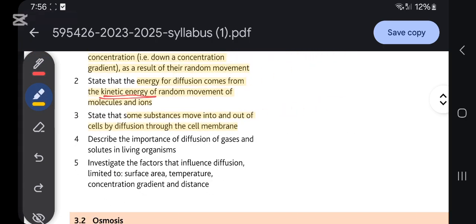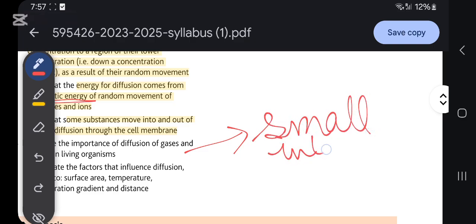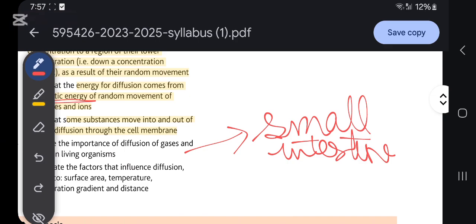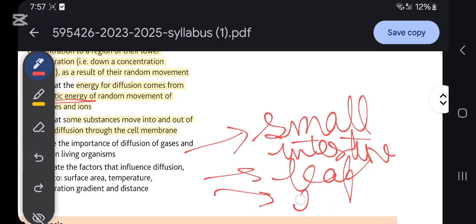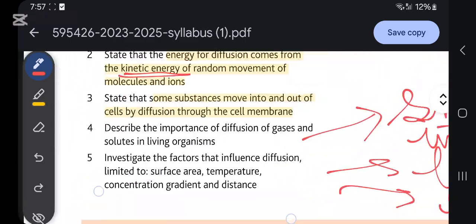Now, what is the importance of diffusion in a living organism? Diffusion happens in the small intestine. You will learn it later. Digested food like glucose, amino acids, fatty acids, and cholesterol moves from the lumen of the small intestine into the villi. It also happens in the leaf, where oxygen, carbon dioxide, and water vapor diffuse into and out of the leaf. It also happens in the lungs. Make sure you know all of this. These are the uses of diffusion in living organisms. Where does the energy for diffusion come from? We've already discussed it.